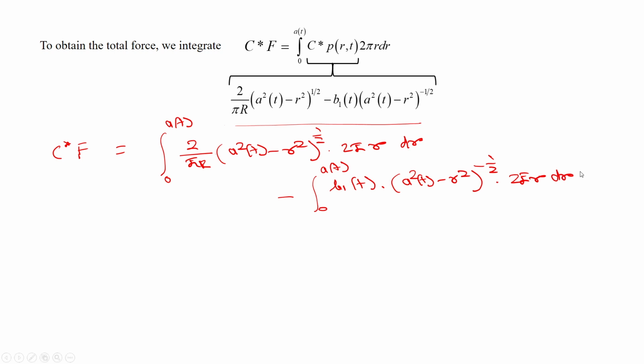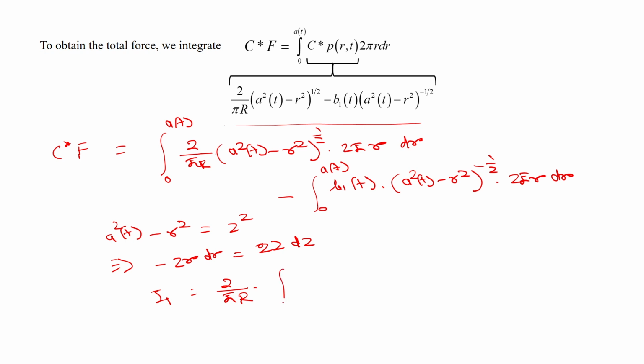So, we have to do this integration, and for that we can write a square t minus r square equal to z square, and so that will be minus 2r dr equal to 2z dz. So we need to substitute that. Let us call the first one I1. So this is equal to 2 by pi r over here, and I will not put the limits over here.